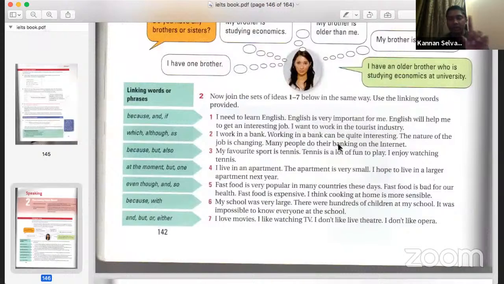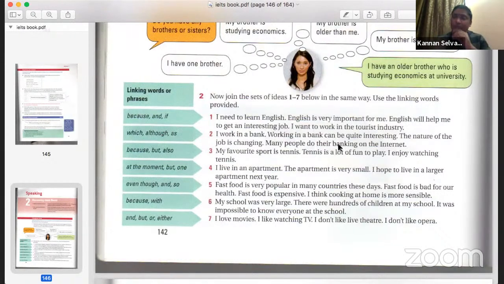I'll do the first one. Look at the first one. I need to learn English. English is very important for me. English will help me to get an interesting job. I want to work in the tourist industry. Look at this. This is making sense.